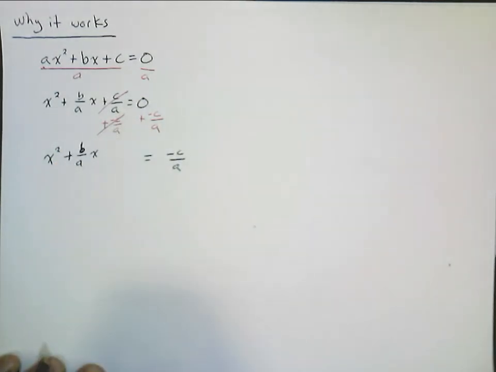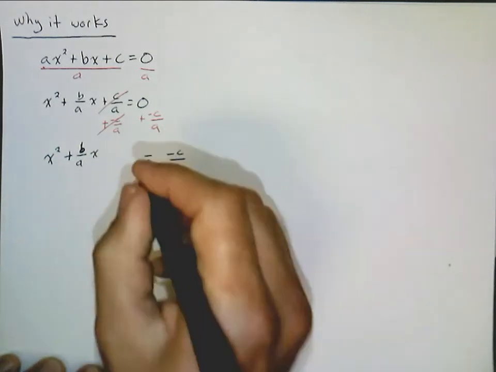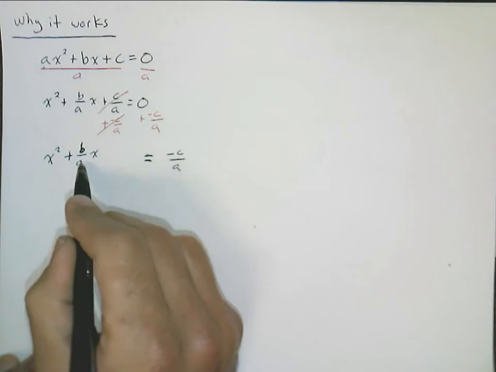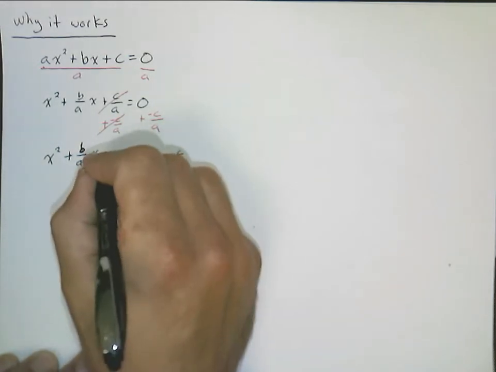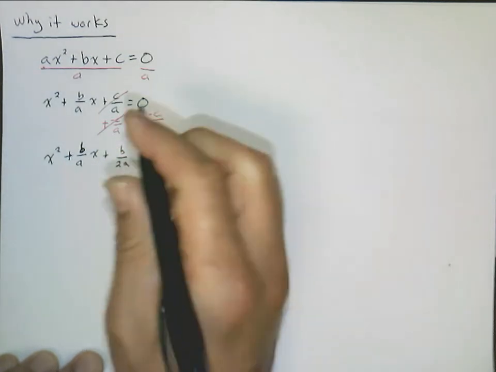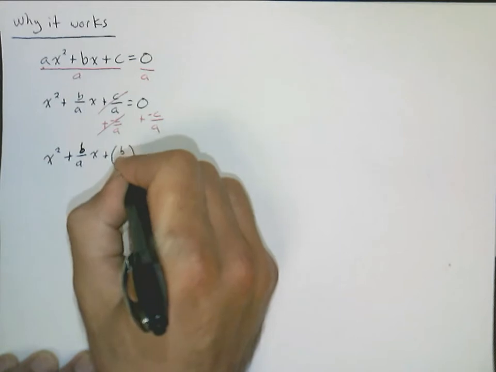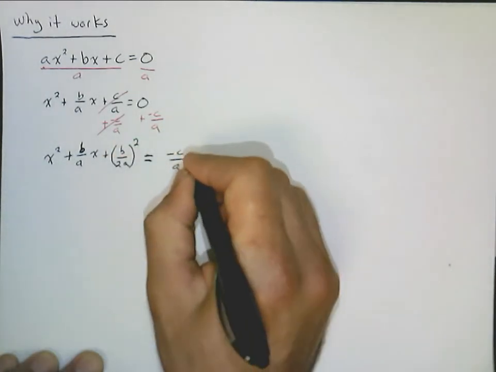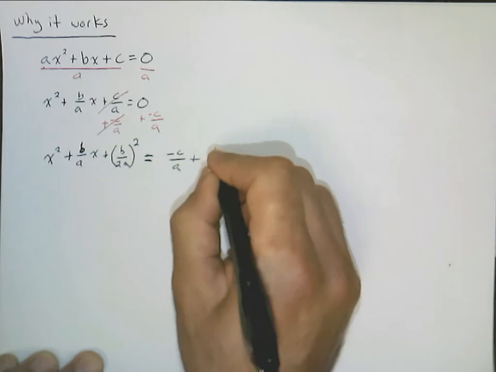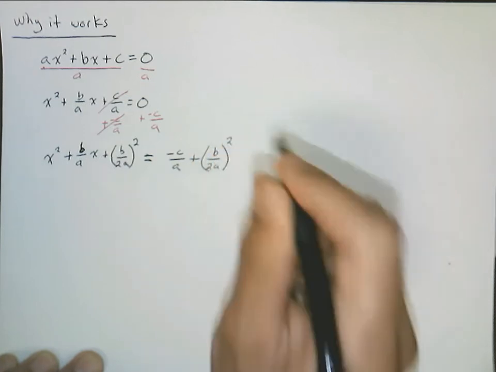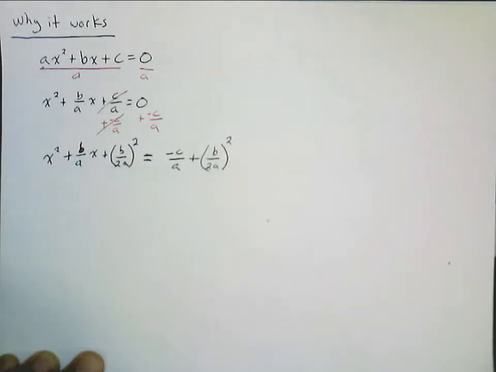Now we just need to complete the square. So we take half of the coefficient of x, which is b over a. So half of that thing would be b over 2a. But we want to add on the square of that. And we'll have to add that on to both sides of the equation. No problem.